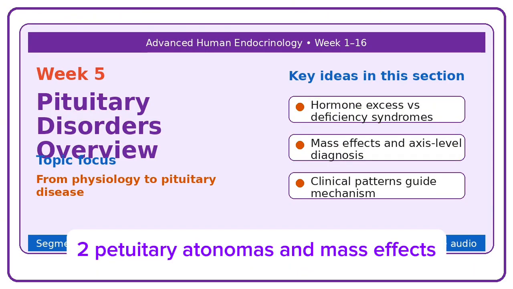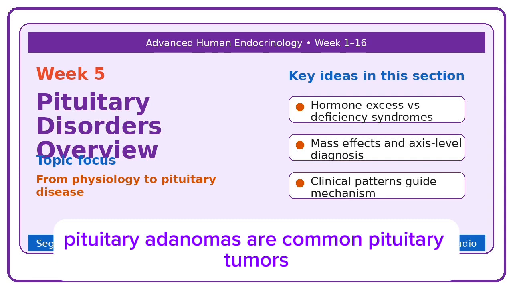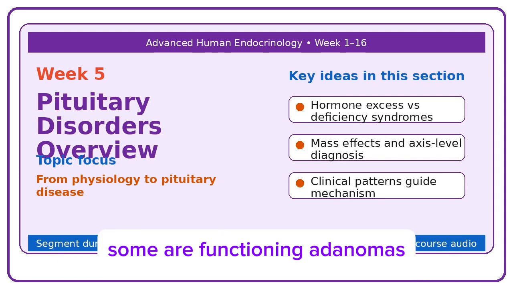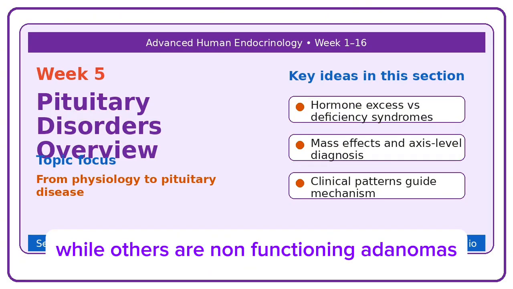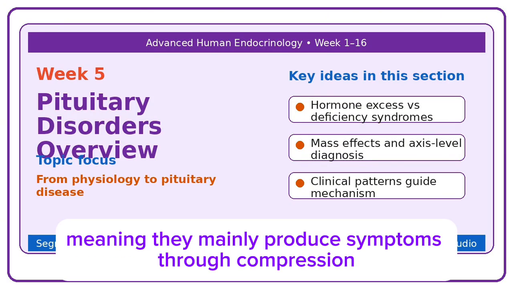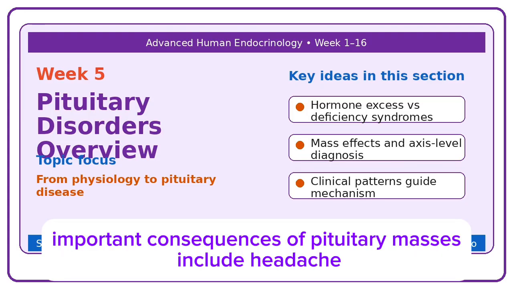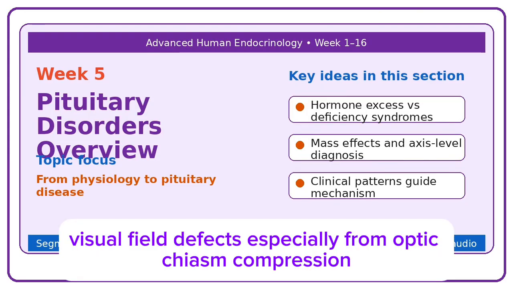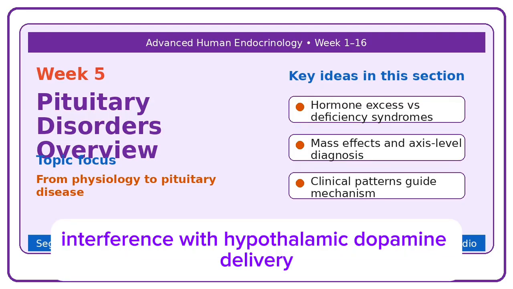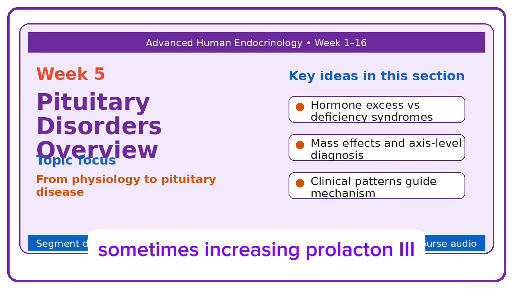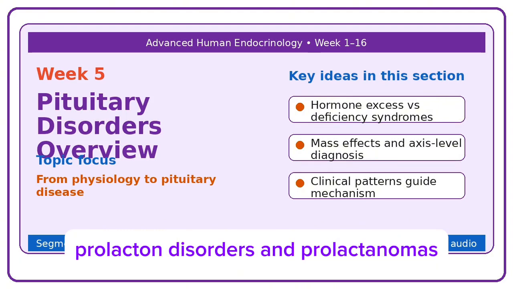2. Pituitary adenomas and mass effects. Pituitary adenomas are common pituitary tumors. Some are functioning adenomas, meaning they secrete excess hormone, while others are non-functioning adenomas, meaning they mainly produce symptoms through compression. Important consequences of pituitary masses include headache, visual field defects, especially from optic chiasm compression, compression of normal pituitary tissue causing hypopituitarism, and interference with hypothalamic dopamine delivery, sometimes increasing prolactin.